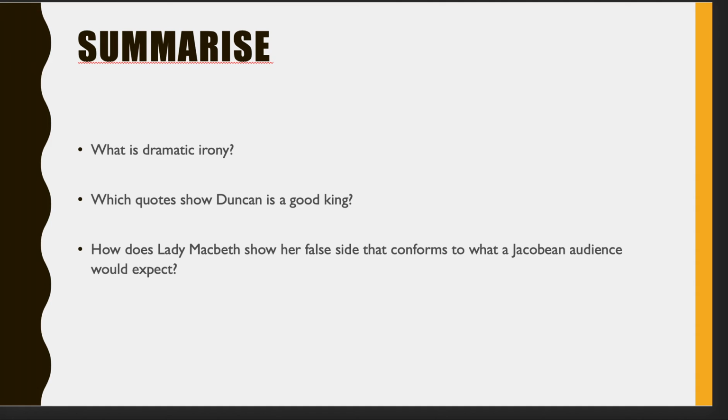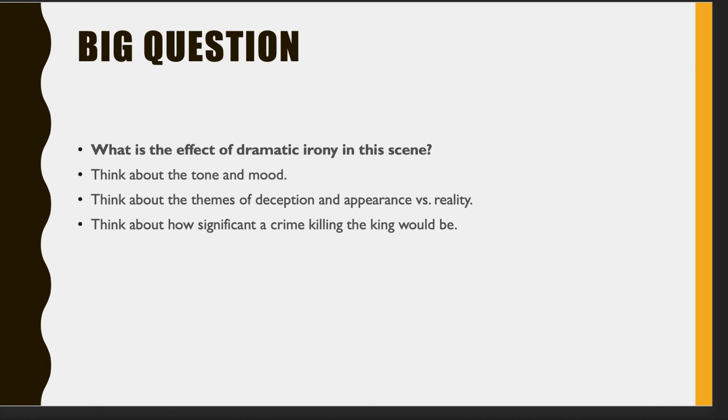This is really all we need to know about the dramatic irony in this scene, but it's really important that you know what dramatic irony is. It's really important that you know which quotes show Duncan is a good king, establishes him as being a good king, and then also how Lady Macbeth shows her false side that conforms to what people would expect of a woman in those times. If you understand those three things and you can summarise those three things for me, using quotes where appropriate, you should be able to answer this one big question at the end. So have a go at summarising those things, but then also have a go at answering this question. So your big question for this lesson is, what's the effect of dramatic irony on this scene?